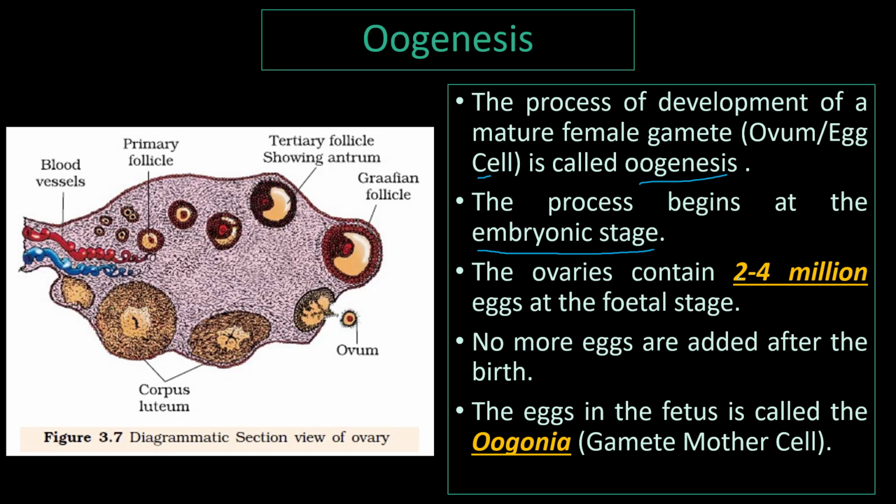Now the ovary is going to contain around 2 to 4 million immature eggs at the fetal stage itself, right? And no more eggs are going to be added after the birth. So whatever we have at the fetal stage, that continues at the later point of development. The egg in the fetus is called the oogonia, and that is the gamete mother cell, and all the development that we will talk about is going to begin with the oogonia.